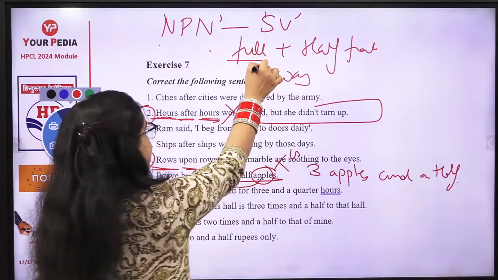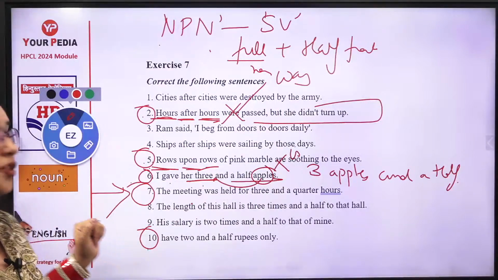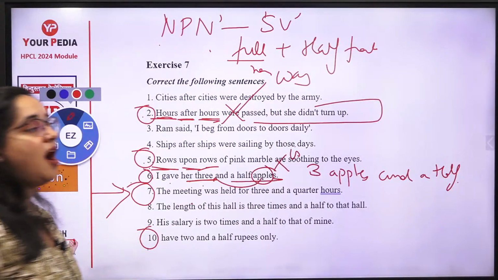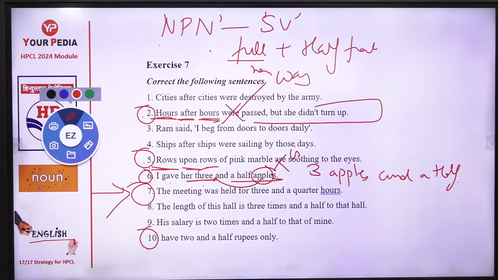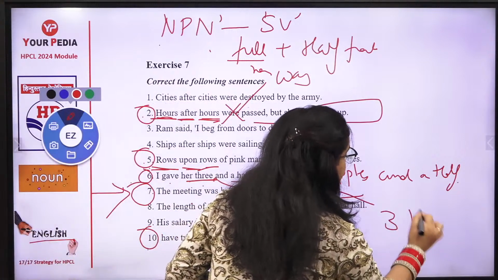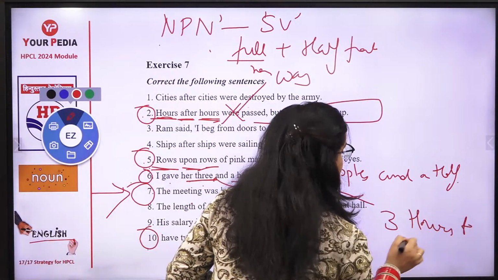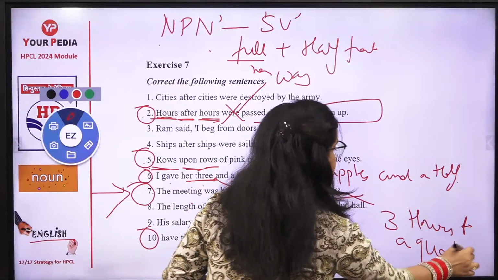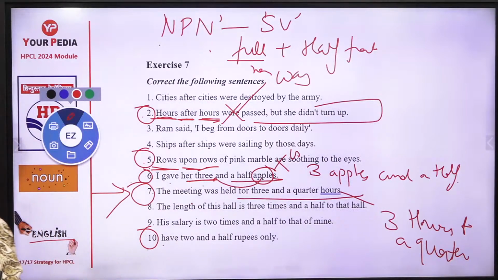Full के साथ noun आ जाएगा. क्या आएगा? 3 hours and a quarter. It is your 3 hours and a quarter. It will be 3 hours and a quarter. Good. Go for the last one.